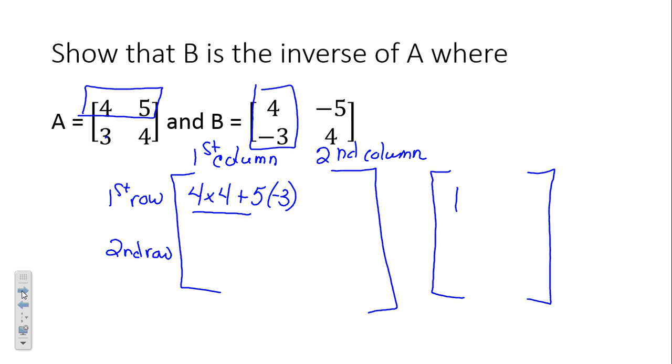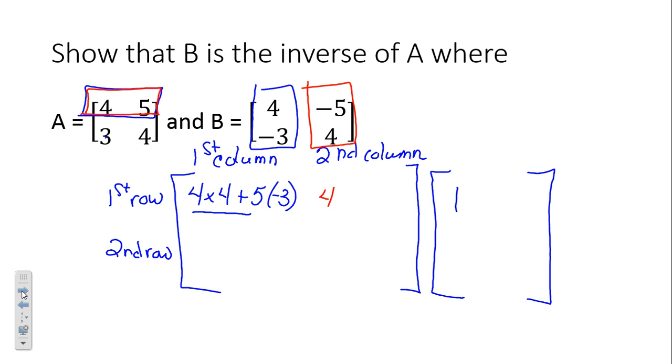Now this position is the first row, second column. So if it's the first row in the second column, then that means that we're going to take the first row of our first matrix times the second column of our second matrix. So our first row times our second column. Now we're still in this row, but we're going to take it times this column. So 4 times a -5, and 5 times 4. So -20, +20, 0.